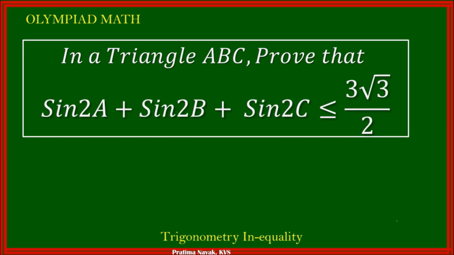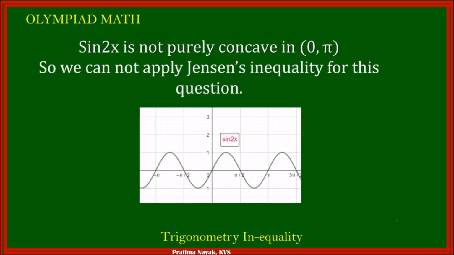Another question. In a triangle ABC, prove that sine of twice A plus sine of twice B plus sine of twice C is less than or equal to, again the same, 3 square root 3 over 2. So here you might observe the graph of sine 2x. From 0 to pi, it is not purely concave. From 0 to pi by 2, it is concave, and from pi by 2 to pi, it is convex. So the inequality we cannot use from whole 0 to pi. So we'll go for a different method.